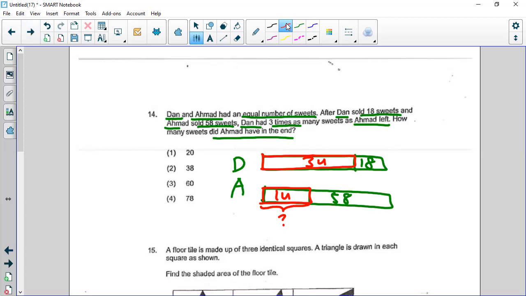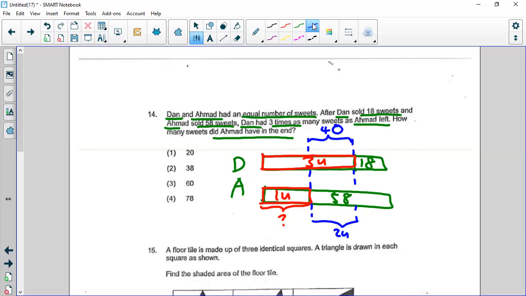Okay, very easy. When you draw a model, you have to compare. How to compare? Means how many more, how many less. You compare the units to find how many more. There are 2 more units, and compare the numbers to find how many more also, right? Compare the whole numbers. So 58 minus 18, you will get 40. Right, 40 more. So when you draw a model, compare, right?